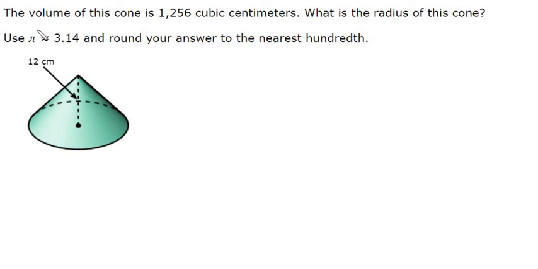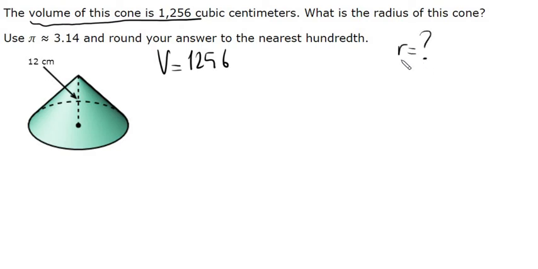Alright, so in this example, the volume is given. This is another type of example. So let's write V is equal to 1256. And then the radius is the question here. Height is also given, as you can see in the figure. So we're going to write h is equal to 12 centimeters.